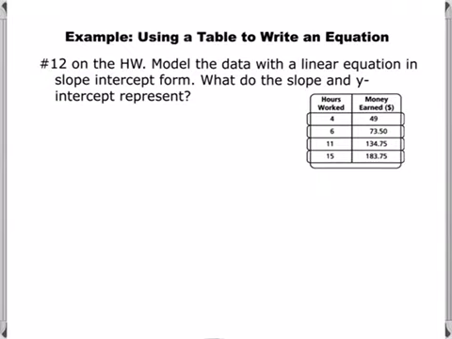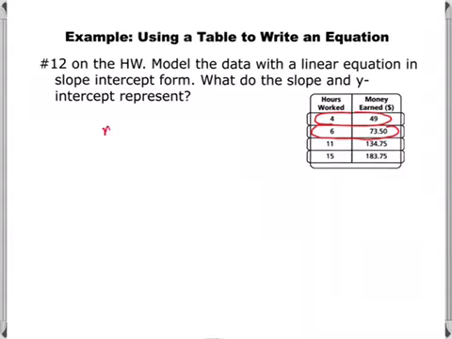So this goes with number 12 from the homework. It asks us to model the data with a linear equation in slope-intercept form, and then talk about what the slope and the y-intercept represent. I'm going to help you by helping you figure out how to write the equation. So in this case, you've got input and output values. Each of these values represents an ordered pair. So 4 and 49 would be one ordered pair, and 6 and 73.5 represent another ordered pair.